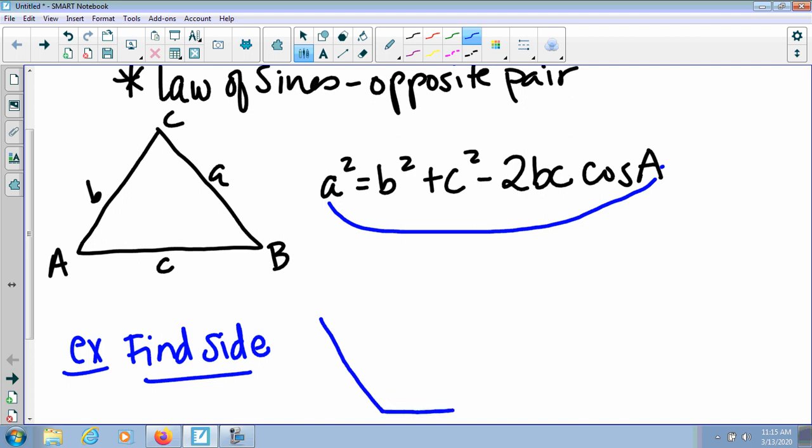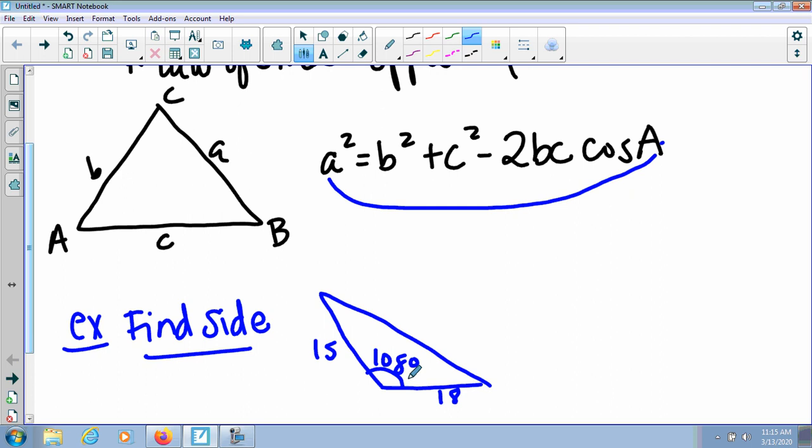It's going to be an obtuse triangle. This angle is 108 degrees. We've got 15 and 18. This is going to be big C, big B, and capital A. And we want to figure out what side little a is. So we have to figure out what we know and then where things need to be plugged into the equation.